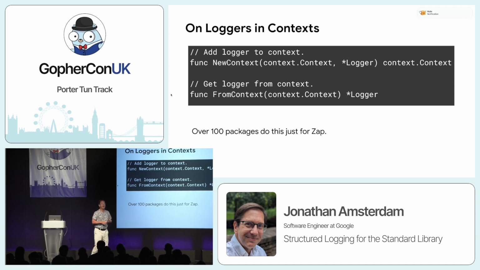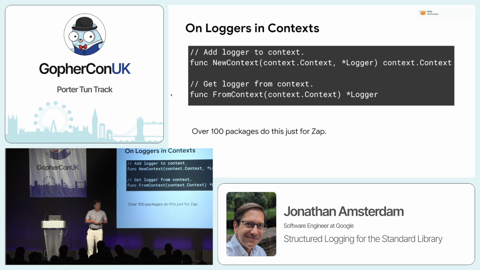This is a piece of API we had in slog until we took it out. And the reason it was there was, first of all, what it does is you can add a logger to a context and then take it out when you need it. And I use this all the time. I think it's perfectly fine to do that.